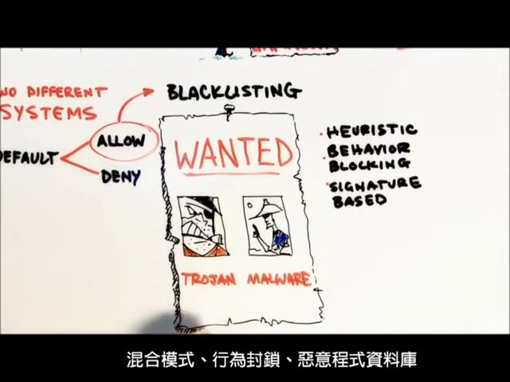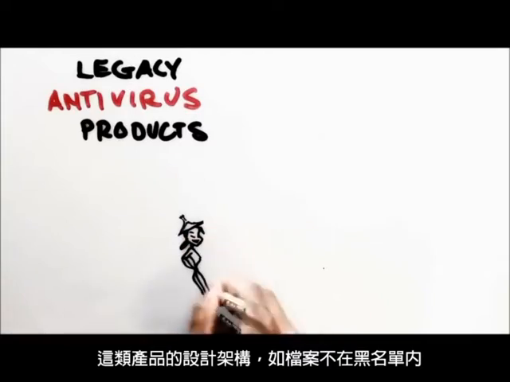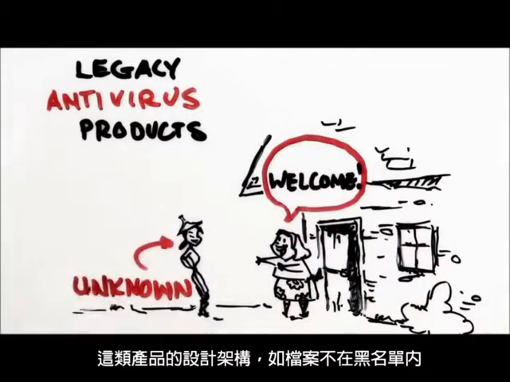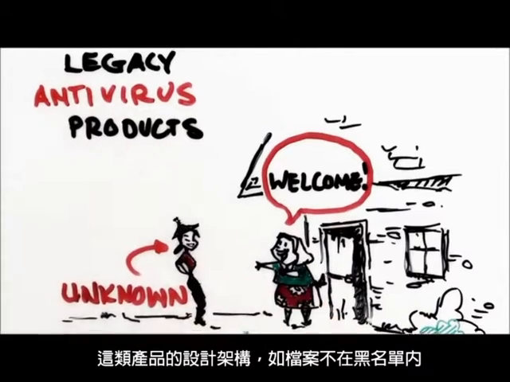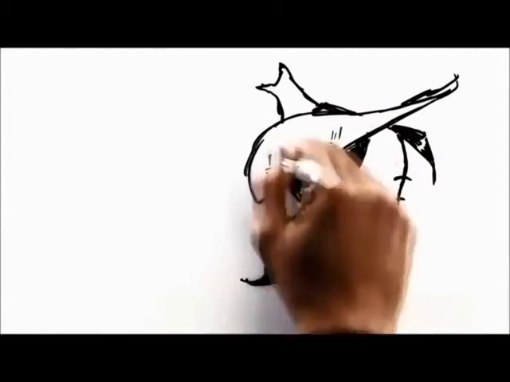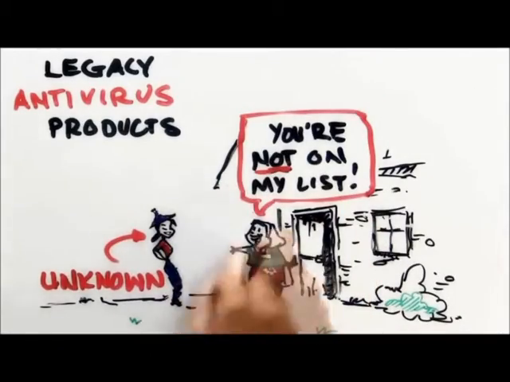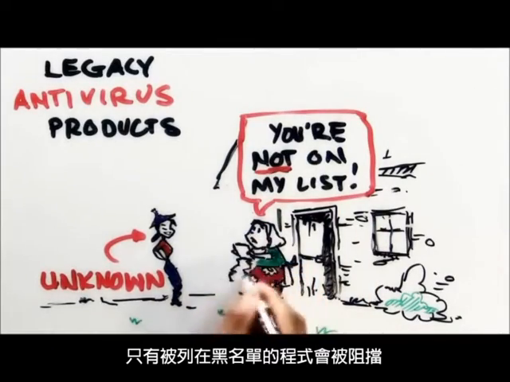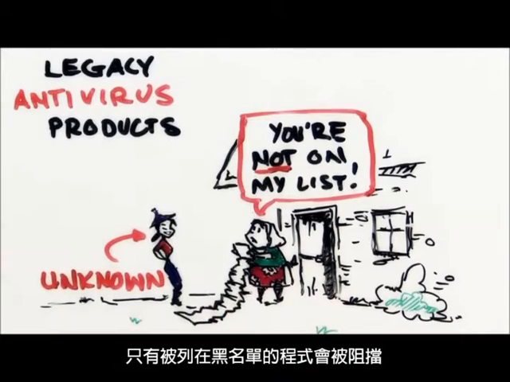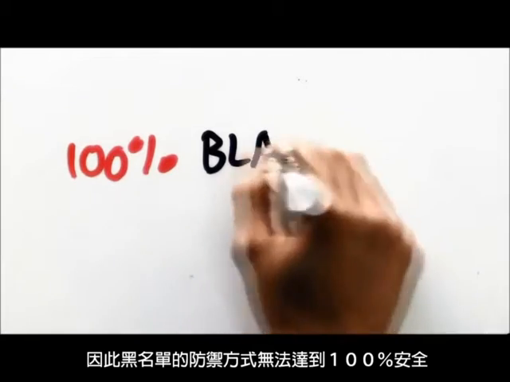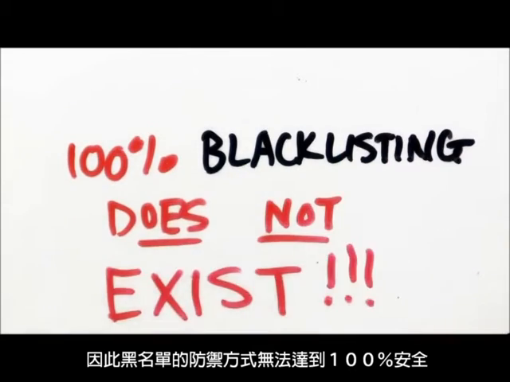What does it do? Default allow system lets in any file as long as they are not in the blacklist. What that means is an unknown file will be executed. Only if your name is blacklisted, you will be stopped from executing. Otherwise, please do come in. And you know what? You can never ever catch 100% of all bad files.